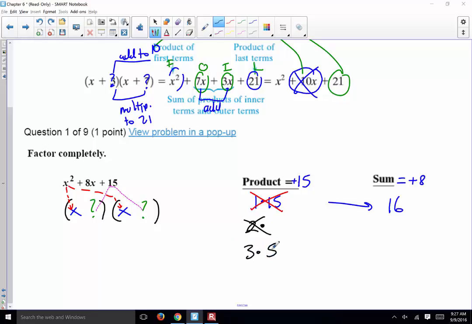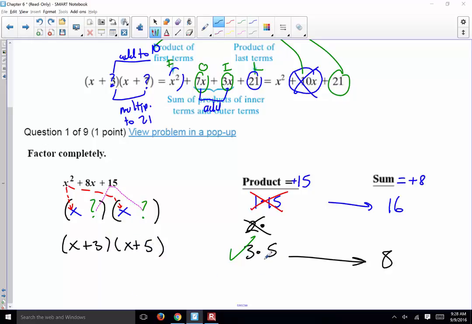Yeah, 3 times 5 is 15. But when you add 3 and 5, do you get 8? Do we get positive 8? Yes. And you put a check mark here. You found those two missing pieces. First one is 3. The second one is 5.